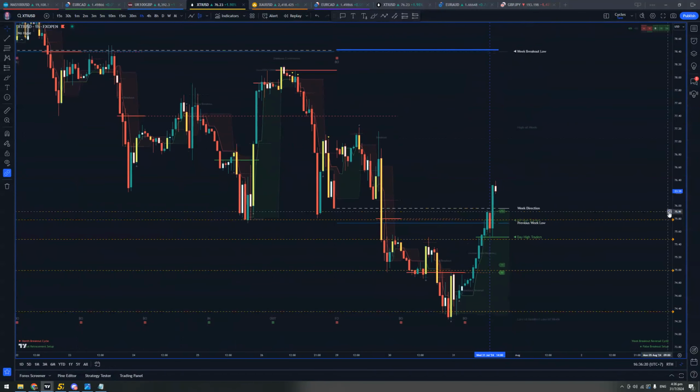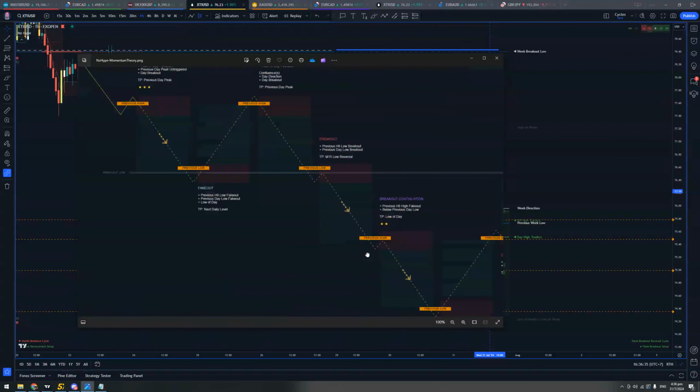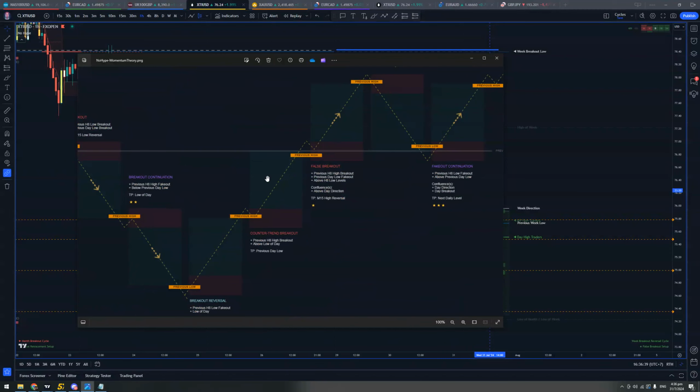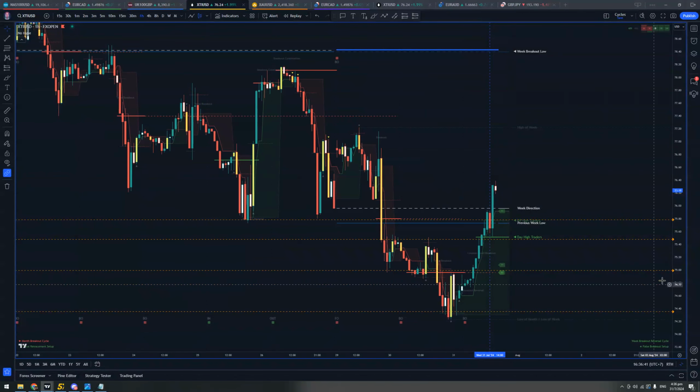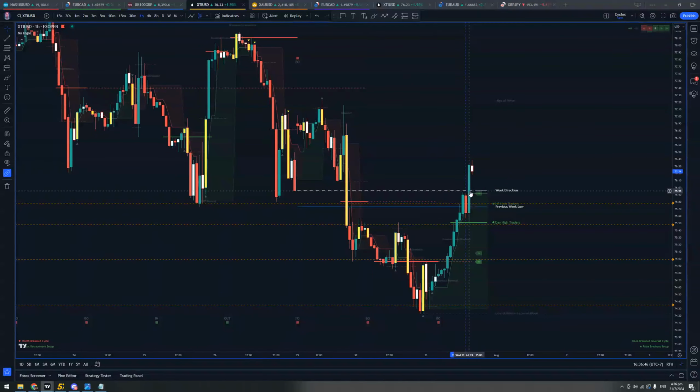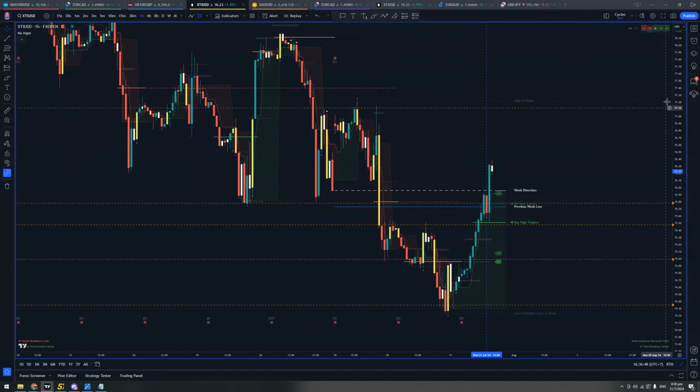However, at the same time, we have the previous day high. We're above the previous day high. So we did also break out below the previous week low and above the previous day high. So when we're below the previous week low and above the previous day high, we're in a counter trend breakout cycle. So I had two confluences telling me that the cycle is a bullish cycle.